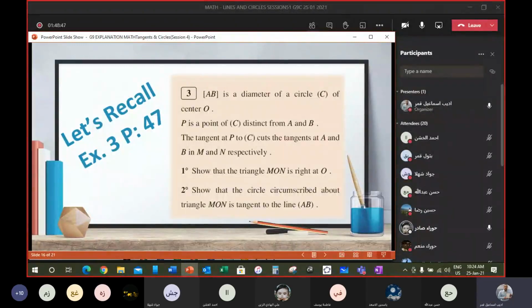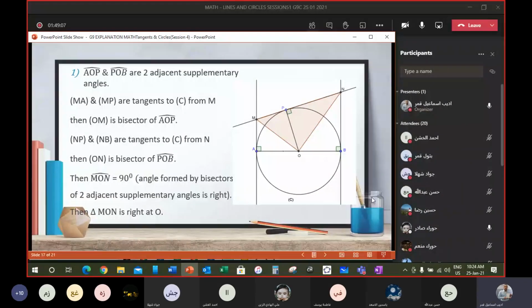We go back to review Exercise 3, which we will review now or finish with its solution. Okay, AB is a diameter of a circle C of center O. P is a point of C distinct from A and B. The tangent at P to C cuts the tangents at A and B in M and N respectively. Show that the triangle MON is right at O.